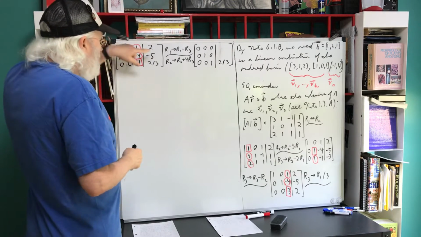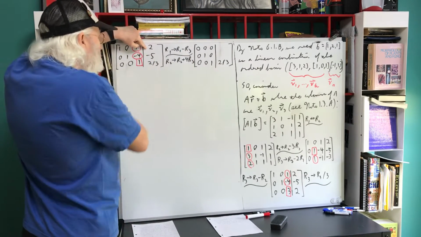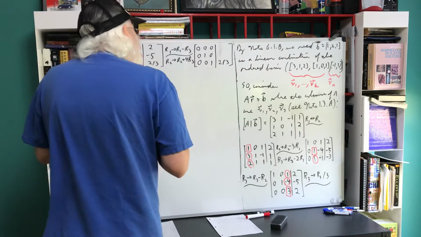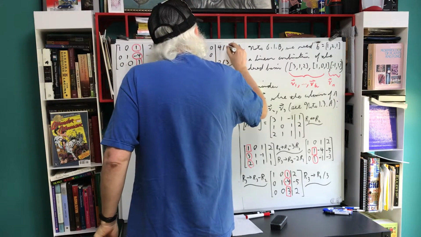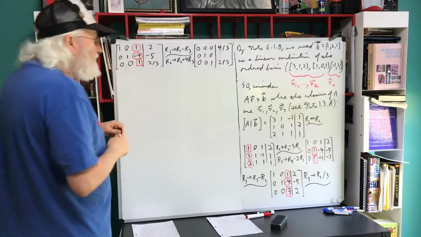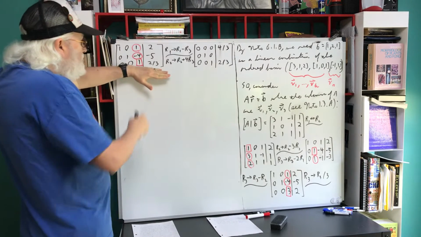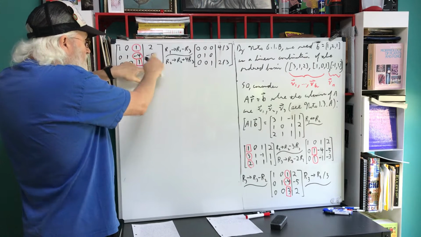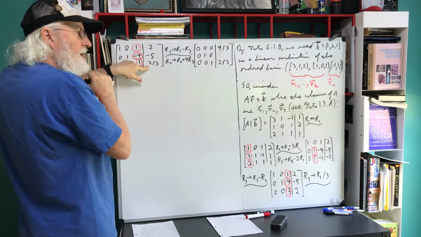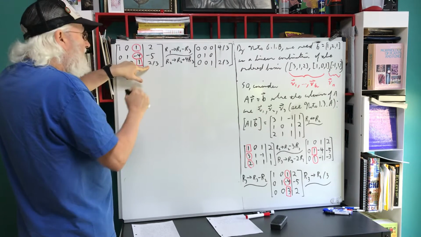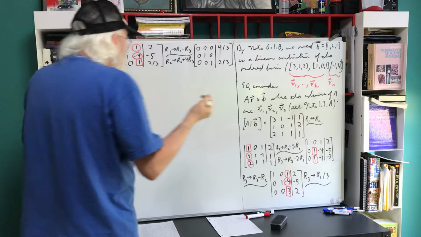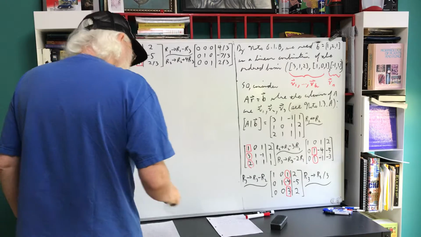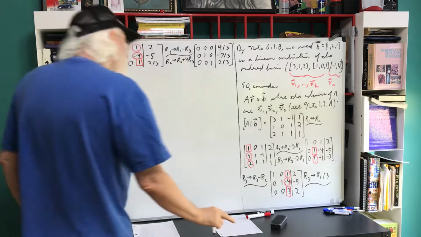Okay, so let's see, row 1, we're subtracting row 3, so we'll take 2 and subtract 2/3. 2 was what? 6/3 minus 2/3, should be 4/3. Maybe we can isolate that thirds. From row 2, we're adding 4 times row 3. So we're adding 8/3 to negative 5. Negative 5 is what? Negative 15/3 plus 8/3 is negative 7/3. Let me double check. Yeah.